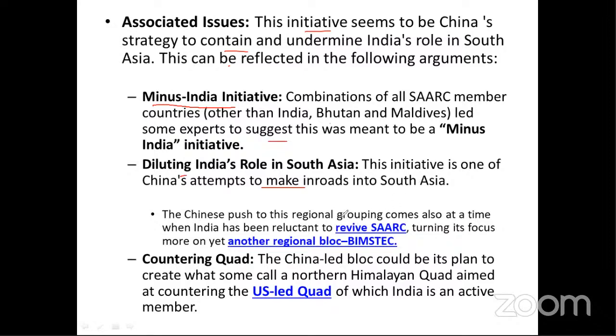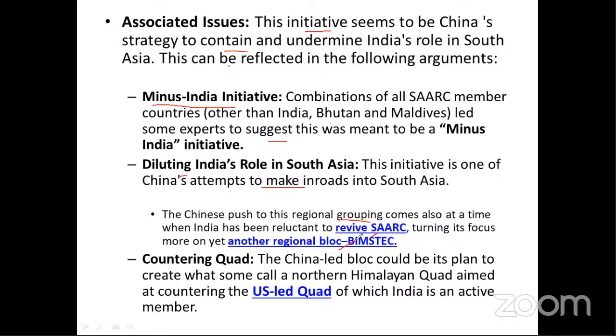The Chinese push for this regional grouping also comes at a time when India has been reluctant to revive SAARC, turning its focus more to another regional bloc, BIMSTEC. When you compare SAARC and BIMSTEC, India's foreign policy is now more dominant in BIMSTEC. Instead of focusing on SAARC, India's foreign policy is to build good relations with the countries that are members of BIMSTEC. So India has already started its initiative for good cooperation with the South Asian countries.